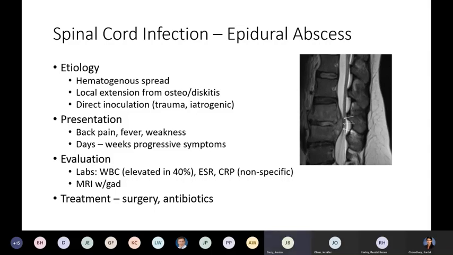The outcome will depend largely on the degree of deficits and how long the deficits have been progressive prior to intervention, with usually surgical resection of the abscess being required, in addition to antibiotics. If someone has complete paraplegia for over 36 to 48 hours prior to diagnosis or intervention, typically you're not going to see a significant amount of recovery.